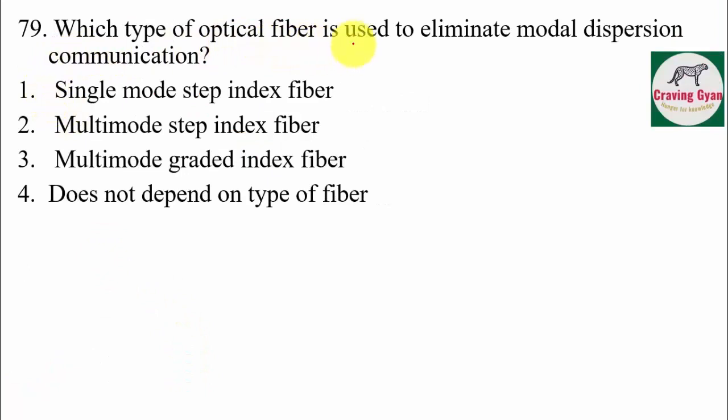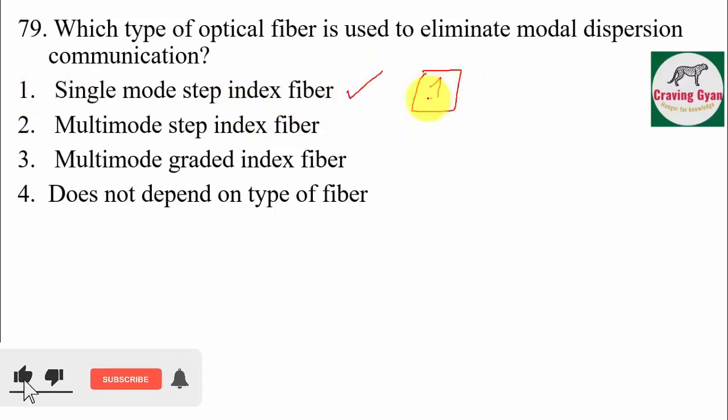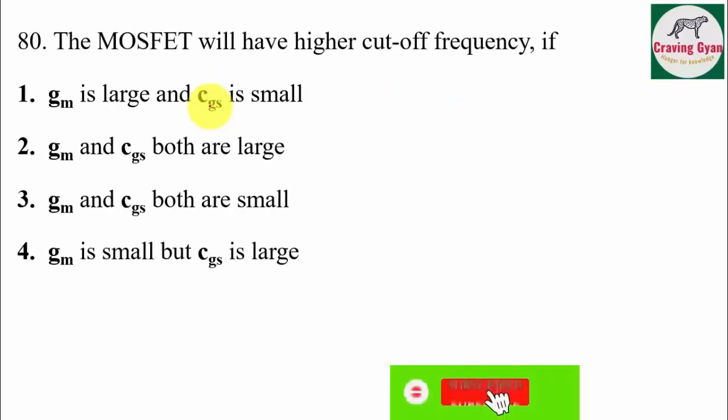Which type of optical fiber is used to eliminate modal dispersion in communication? The options are single mode step index fiber, multi-mode step index fiber, multi-mode graded index fiber, and does not depend on type of fiber. See, in the case of single mode fiber, you are going to make use of only one signal, so there will not be any interference from adjacent ones. So option 1 is correct. But in most cases we do not prefer single mode step index fiber because the cost is more and you are not making proper use of the channel bandwidth.